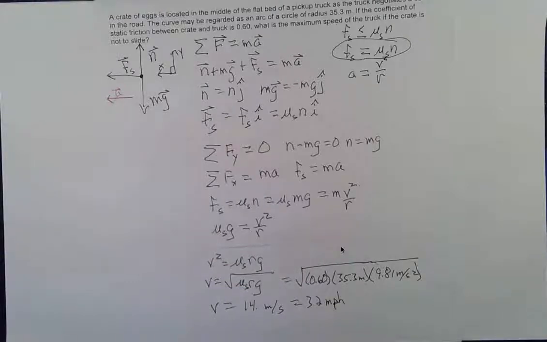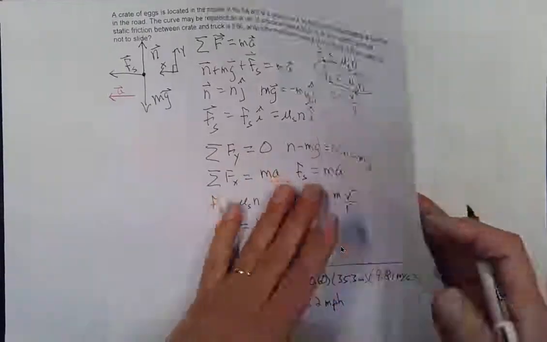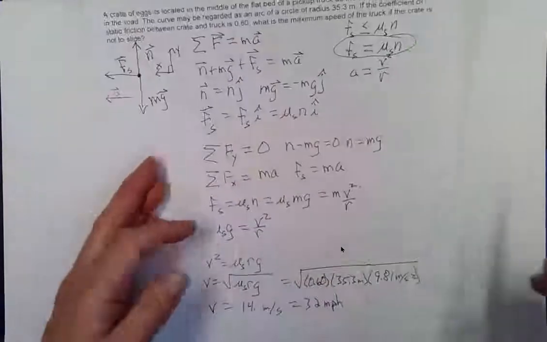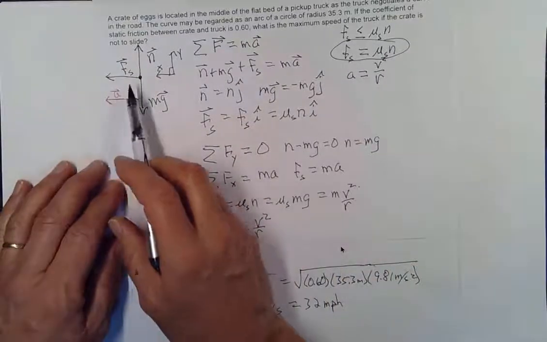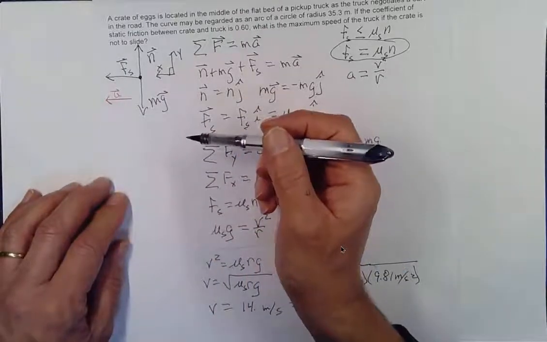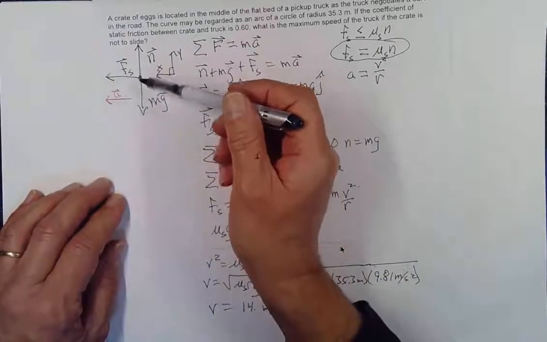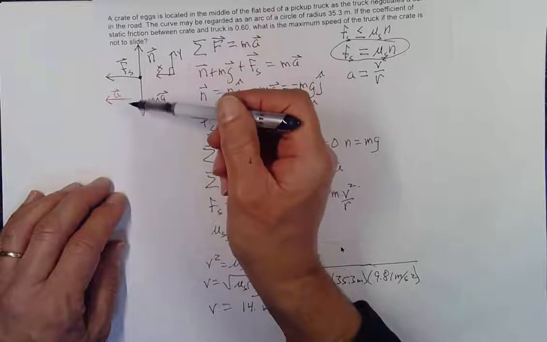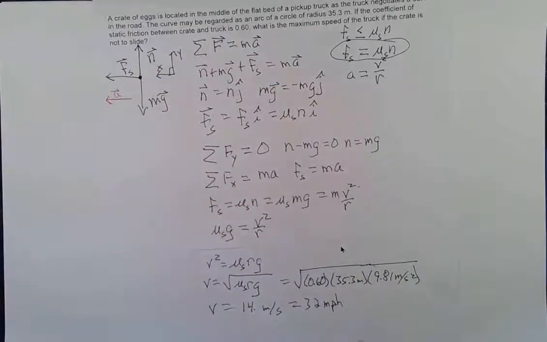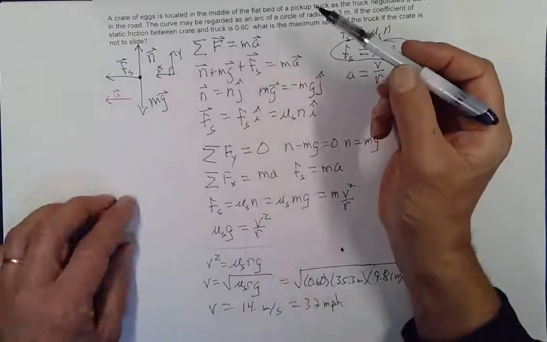Okay, our first one. Now, how did I do this? I started off with a sketch, to give myself an idea of what's going on here. Next, I made a free body diagram, looking at it from behind the bed of the pickup truck. So the frictional force, which is what produces the acceleration, points toward the middle. And then I followed the procedure like I usually do.